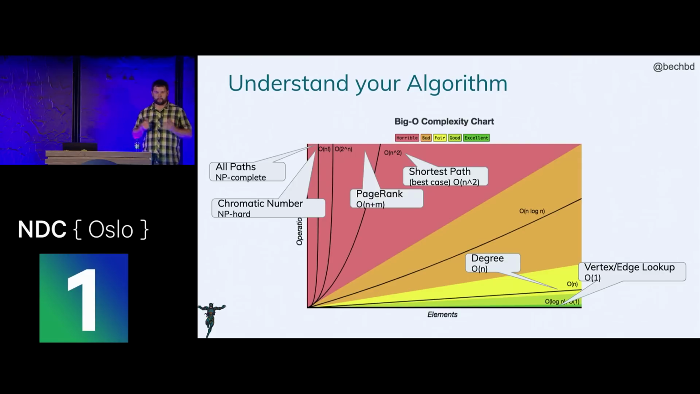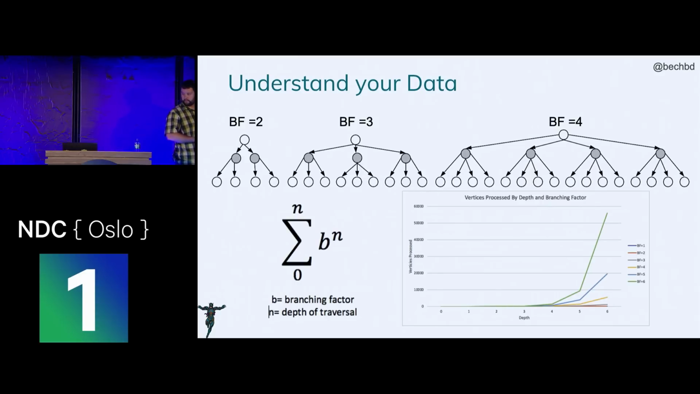You want to look at something like a chromatic number, which if you don't know what a chromatic number is, that's a really interesting graph thing. Unfortunately, I don't have time to go into it today. Or an all-pairs algorithm. You're talking about NP-hard and NP-complete problems. I've worked with customers that have said, I want to run an all-pairs algorithm on a billion-node graph and I want it to return in seconds. Well, that's just not realistic. So understanding what your algorithm is going to do and how complex it is is really important to be able to set realistic expectations. The next one is, understand your data.